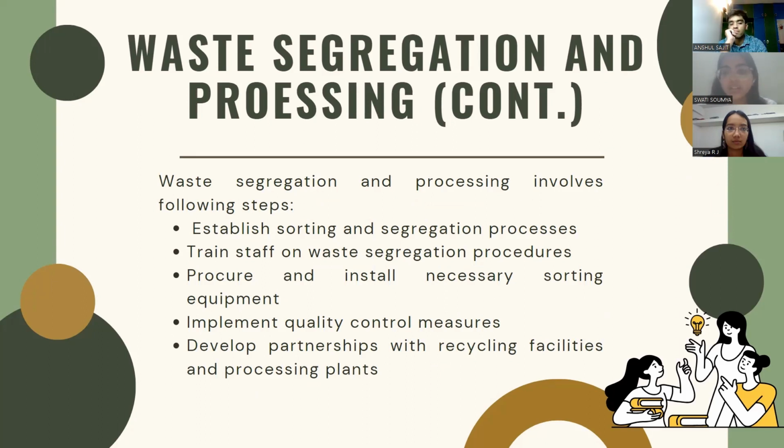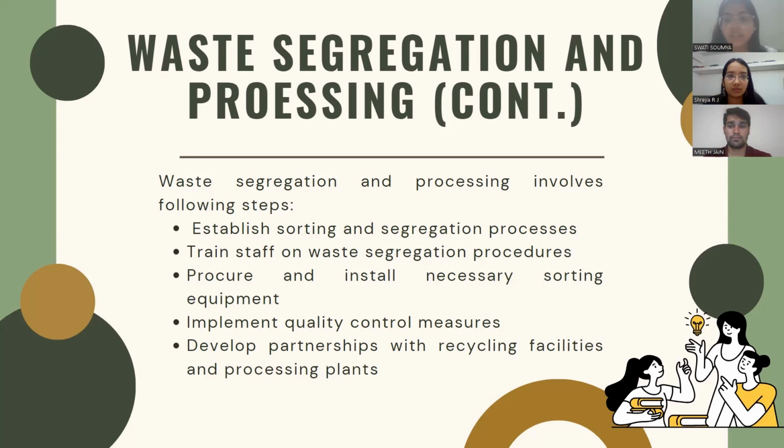The third is to procure and install necessary sorting equipment. Investing in appropriate sorting equipment and infrastructure to facilitate waste segregation. This may include bins, containers, color-coded labels, and signage for different waste categories.